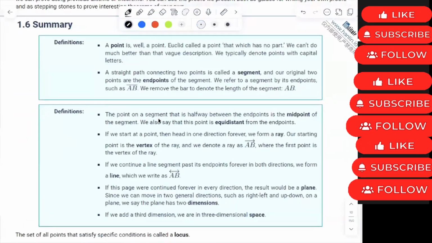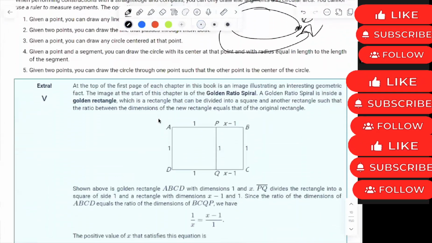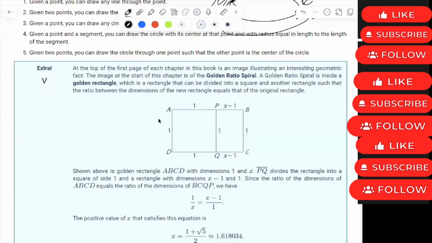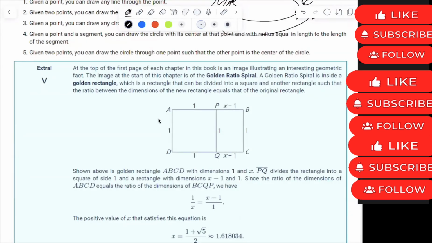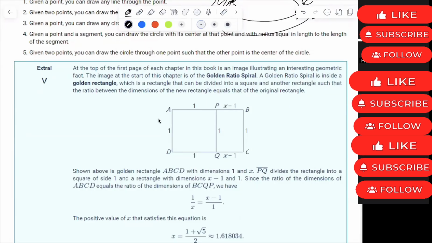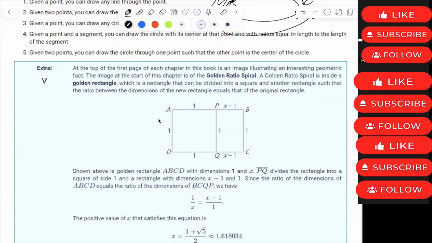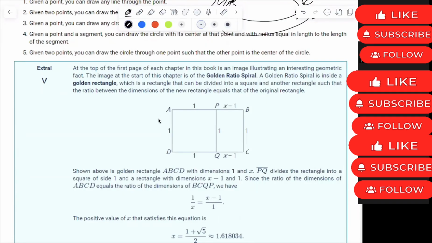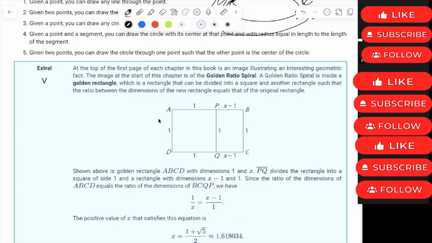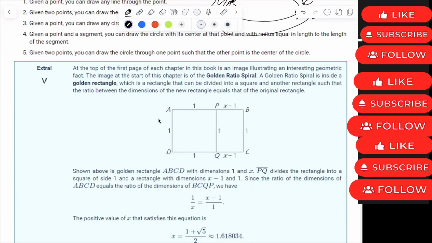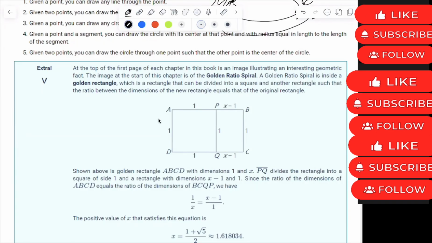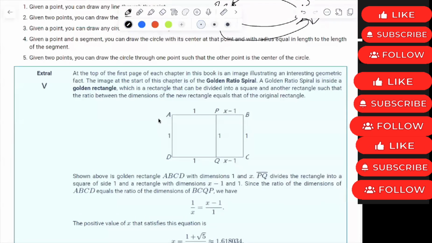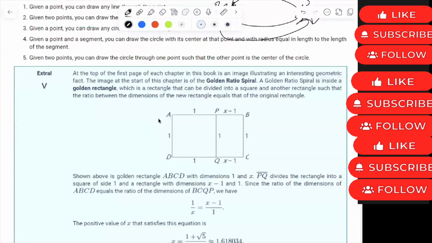All right, now let's move on and see what it's about. A golden rectangle is a rectangle that can be formed by dividing a square off such that the ratio between the dimensions of the remaining rectangle is equal to that of the original rectangle. Shown above is the golden rectangle ABCD with dimensions 1 and x. PQ divides the rectangle into a square with side length 1, and a rectangle with dimensions x minus 1 and 1. The ratio of dimensions of ABCD is equal to the ratio of dimensions of BQCP.